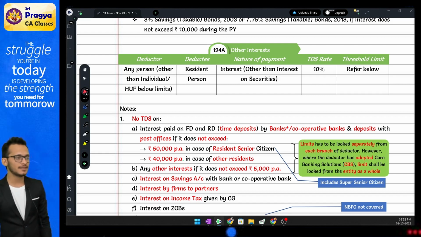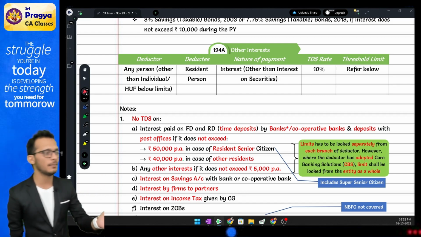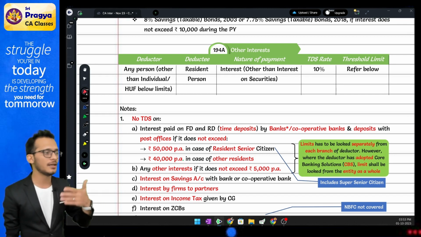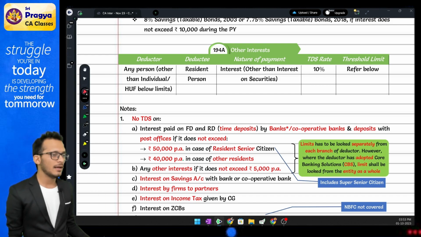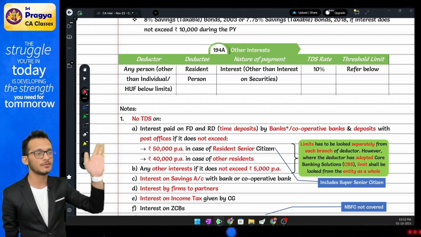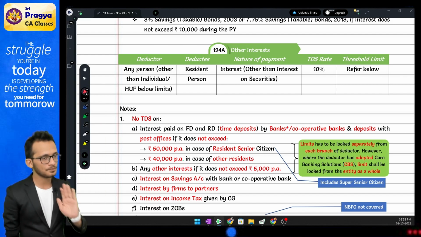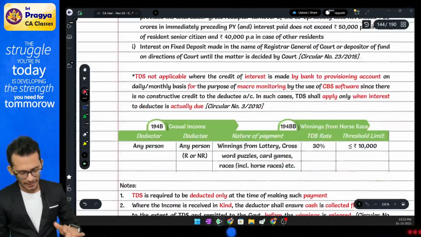At the same time, some exceptions are given to you. You do not have to deduct TDS if it is an interest from a firm to a partner, partner to a firm, interest on income tax refund, interest on registrar general, whatever nonsense. In this 194A, you just have to remember about the bank 40,000, 50,000. 40,000 is for CBS whole bank, non-CBS per branch. That is the idea. Clear? Yes.